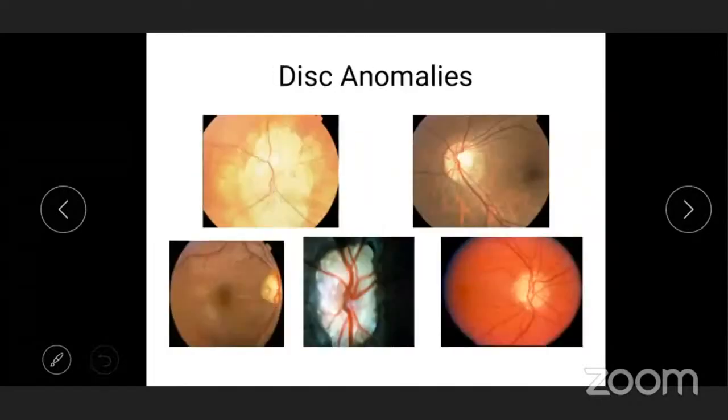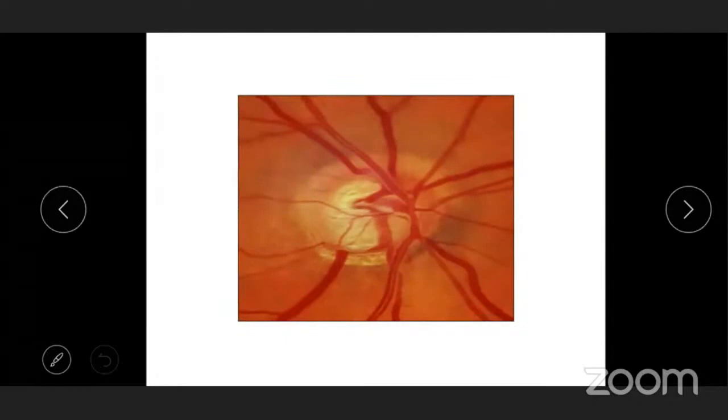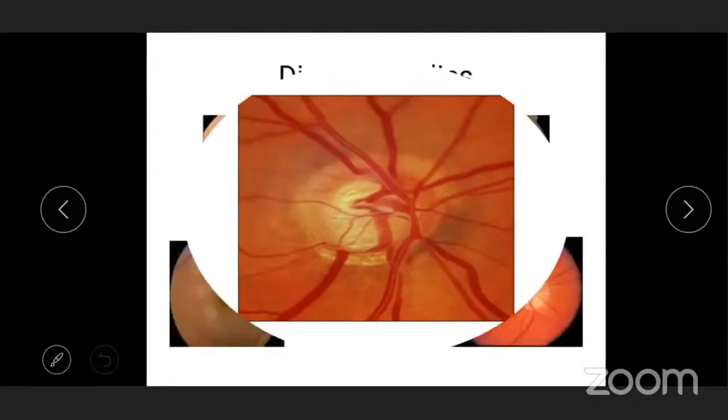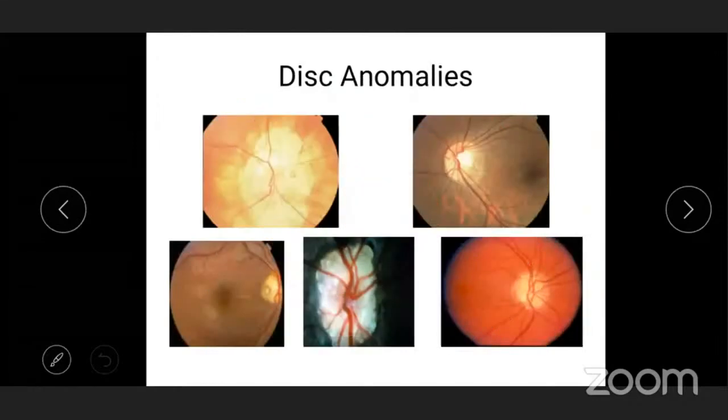The disc anomalies become easier if you remember the sequence I asked you to look at. I'll just come back to this. Start with the disc margin and the size, and keep that in mind. If you do that, then a staphyloma. See, actually the disc margin is this one. All this is the neighboring staphyloma. So if you keep in mind the first point which I taught you, which is to look at the disc margin, then this differential, disc anomaly becomes easier to solve.